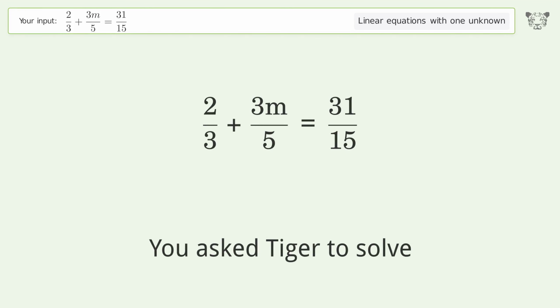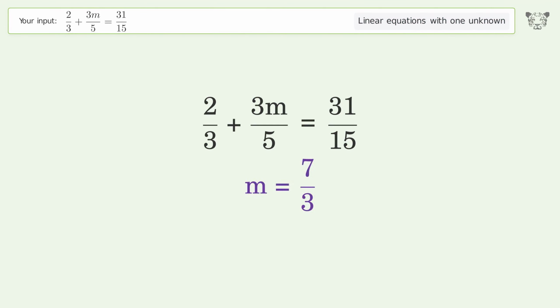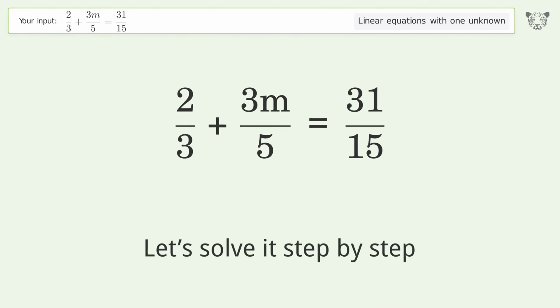You ask Tiger to solve. This deals with linear equations with one unknown. The final result is m equals 7/3. Let's solve it step by step.